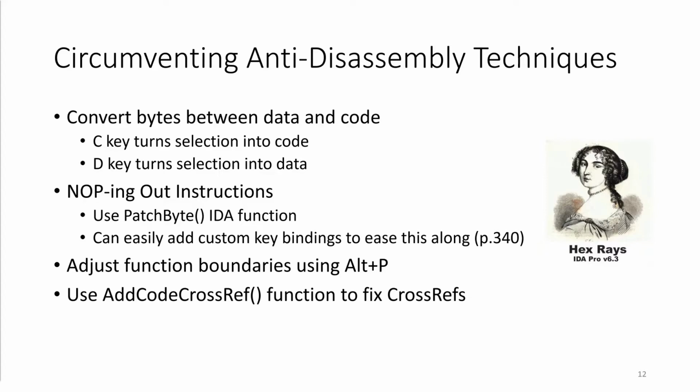And when you encounter function pointer usage that makes the disassembly difficult to analyze, you can use the add code cross-ref function in IDA script to make the analysis easier.